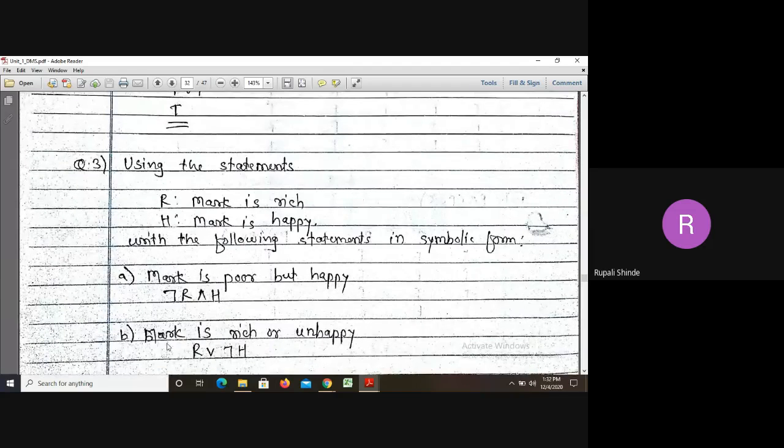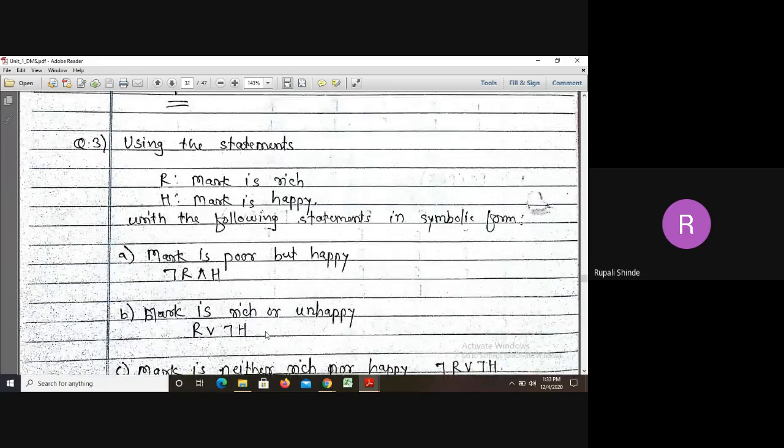So likewise, second one is given as Mark is rich or unhappy. So here Mark is rich, that is our first statement, and for this statement symbol is given as R. So R is taken, or means what? Disjunction, that is written here. And second statement is unhappy. Means what? He is unhappy. And for that we have taken variable H. So this is negation of H. So final formula is R or negation H.